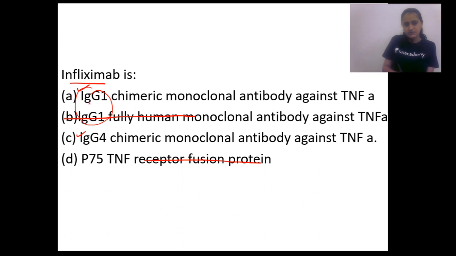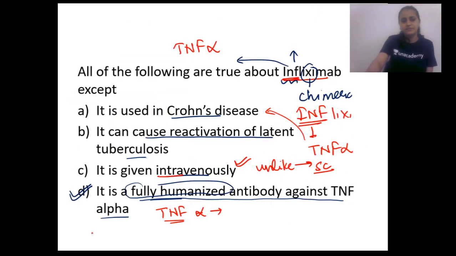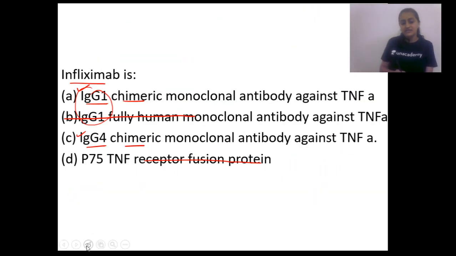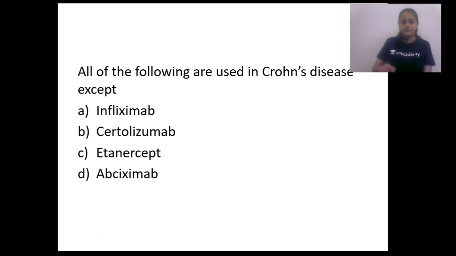So in between the two options, IgG1 chimeric and IgG4 chimeric, the answer that you should choose in your exam is IgG1, because the other option also says IgG1, correct? So the answer is this. This is how you do logical guessing in the exam. When you have ruled out two options but you don't know the answer between the two, look at the other options. Ones which have the same terminology is likely the one which is the correct answer. So the answer is IgG1 chimeric antibody against TNF alpha, correct?